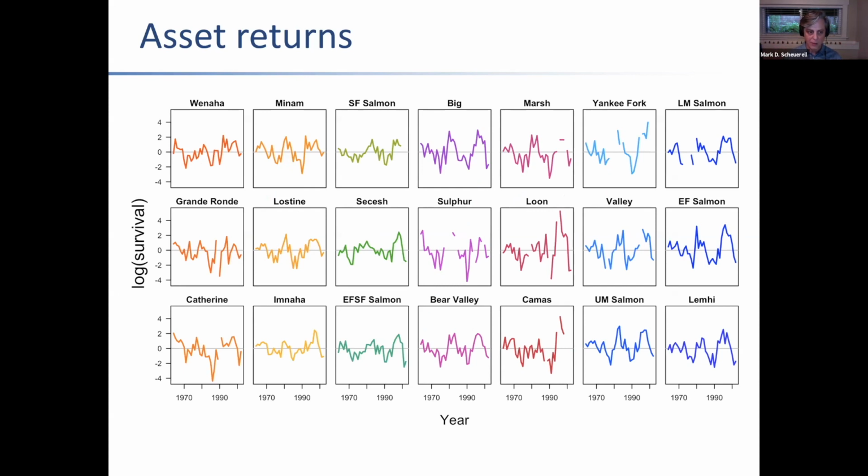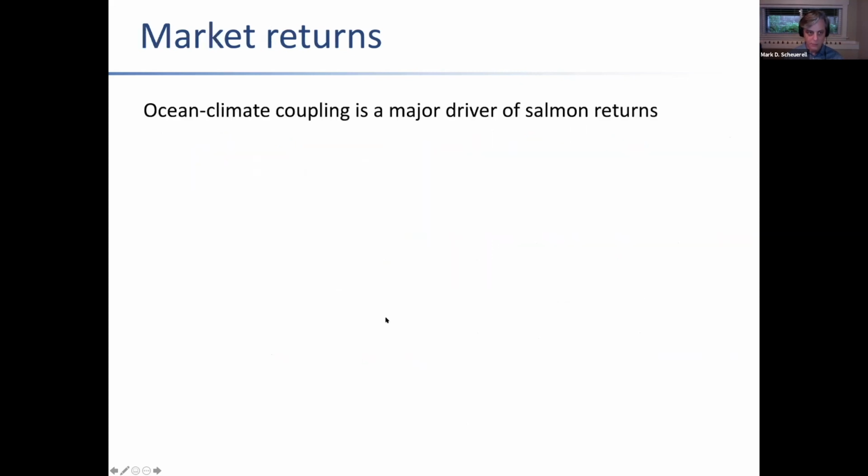And you can see that it varies, right? There's some years pretty good, some years where it's really bad in general. Some of these tend to bounce around a lot, like look at Loon here. Oh my gosh. Okay, now I need some sort of market return, some sort of large scale force.